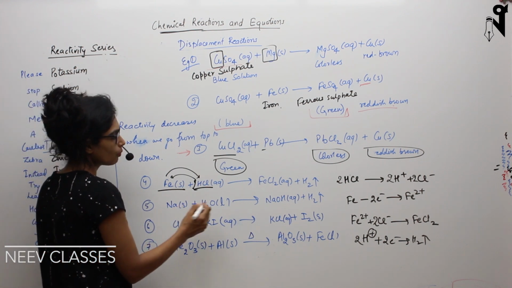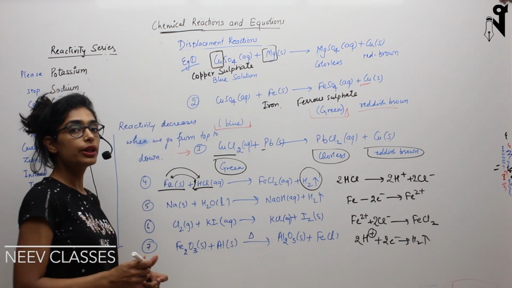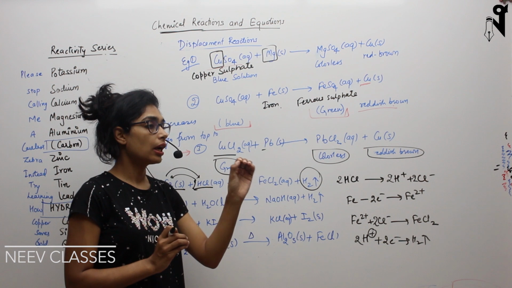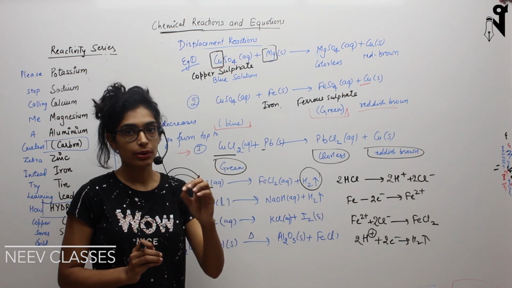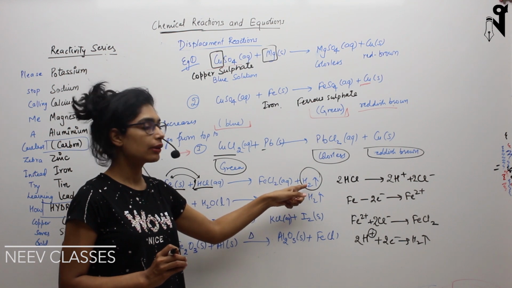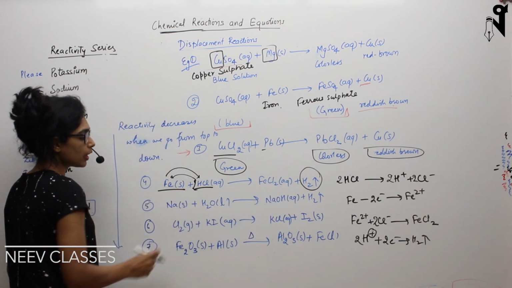In the previous example, what we can see is the release of hydrogen gas. How do we detect hydrogen gas? If you bring a burning matchstick near the place where hydrogen gas is getting released, we hear a pop sound. If it gives you the pop sound, that means the gas getting released is hydrogen gas. Next is the reaction of sodium with H2O.